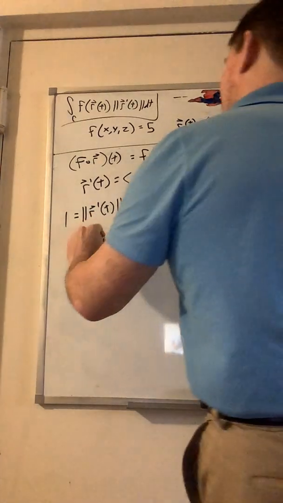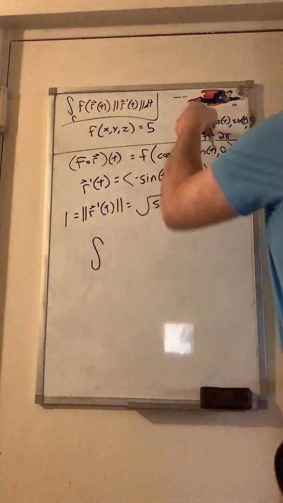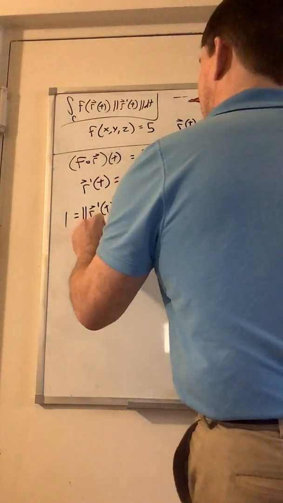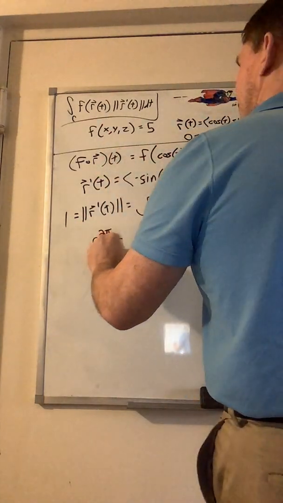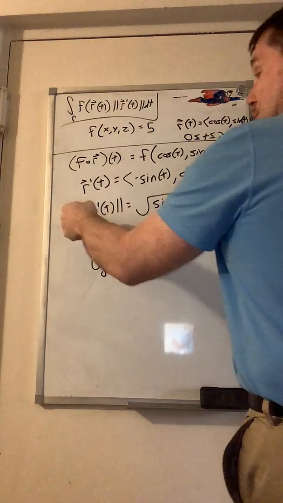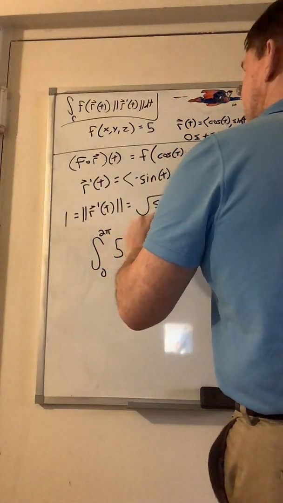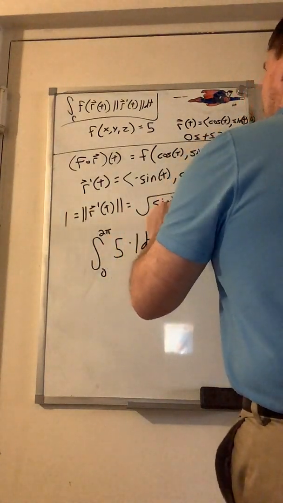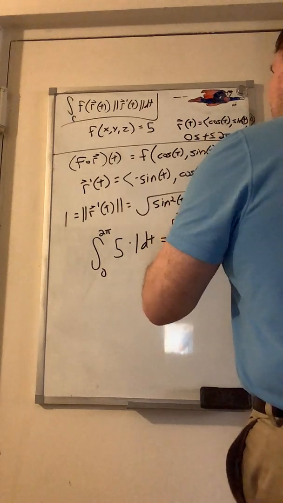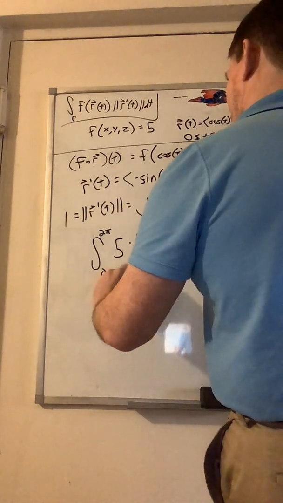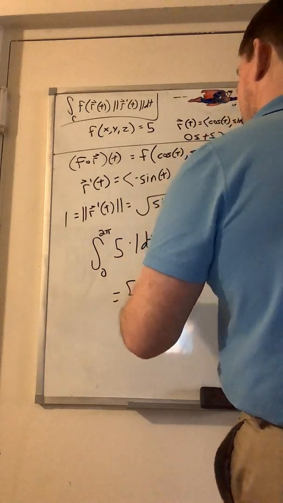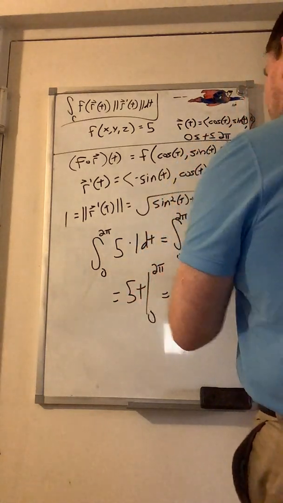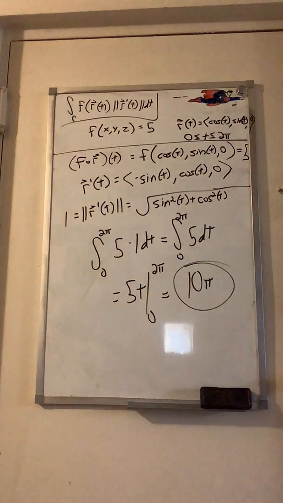So now set up my integral. It's the integral, t ranging from 0 to 2 pi, of f of r of t, which for us is 5, times the magnitude, which is 1, dt. That's just the integral from 0 to 2 pi of 5 dt, which is 5t, evaluated from 0 to 2 pi, which is 10 pi. Which is exactly the surface area we should be getting for this.